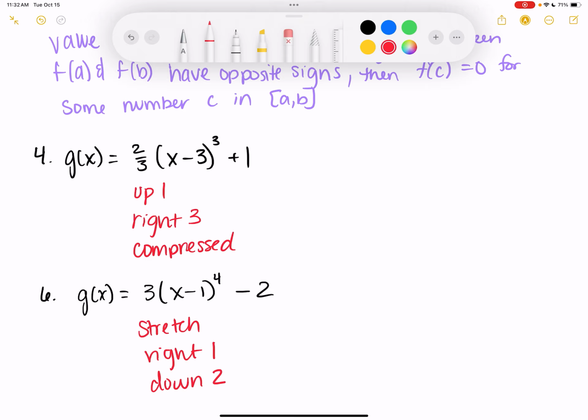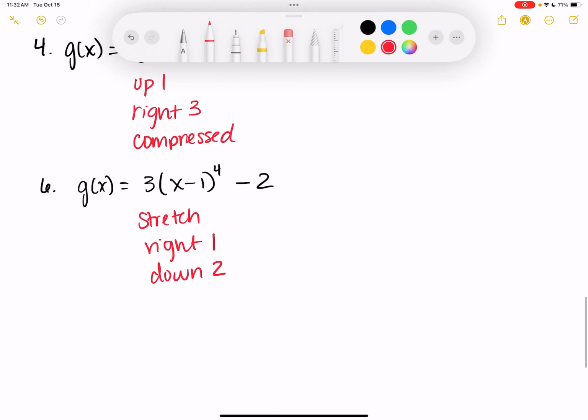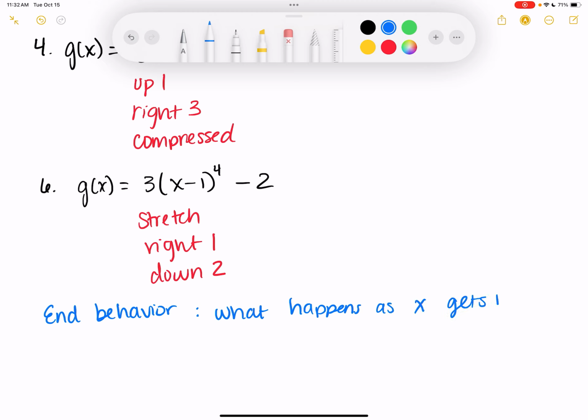So we're going to jump a lot, and we're going to look at end behavior. In end behavior, we do a little bit more with it in this class than we did in Algebra 2, but we do a lot with it in calculus. You can ask Virginia. End behavior is basically what happens as x gets really big or really small.